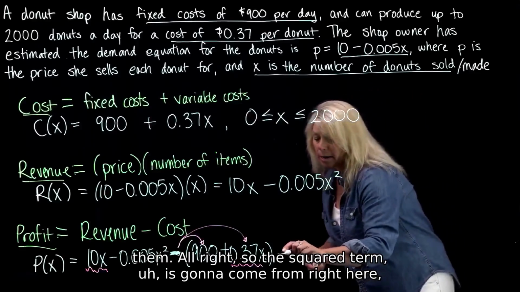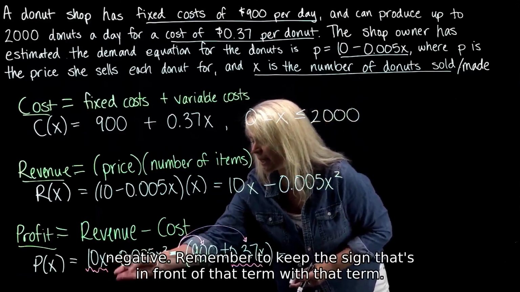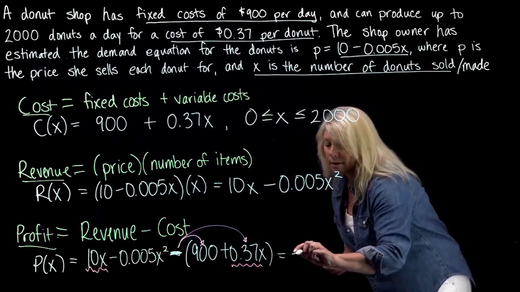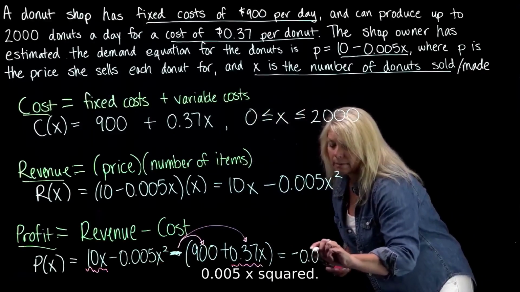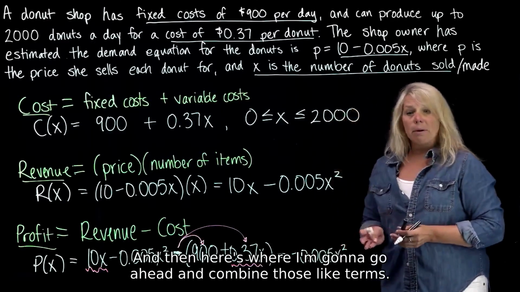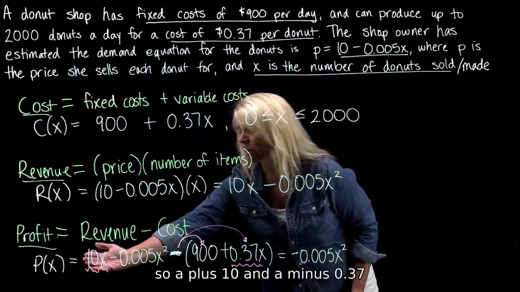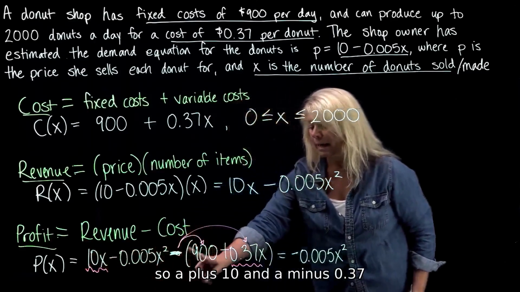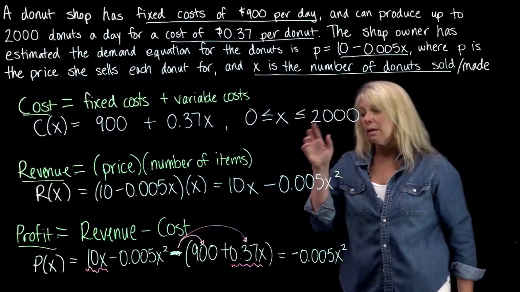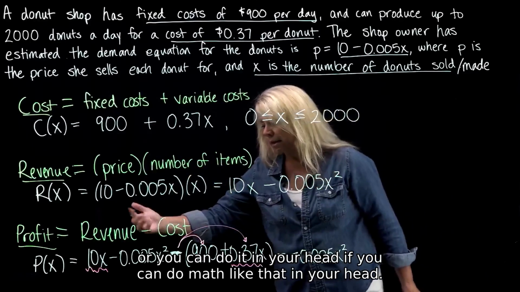All right, so the squared term is going to come from right here, negative. Remember to keep the sign that's in front of that term with that term. So negative 0.005x squared. All right, and then here's where I'm going to go ahead and combine those like terms. So I have a positive 10x, so a plus 10, and a minus 0.37x. So I'm just going to add those coefficients. So you can do that on your calculator if needed, or you can do it in your head if you can do math like that in your head.